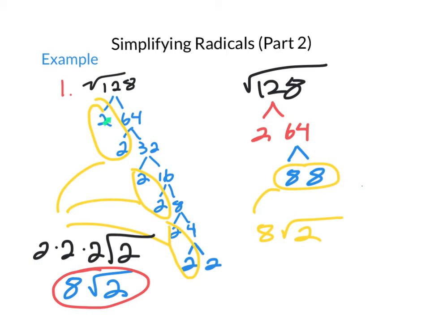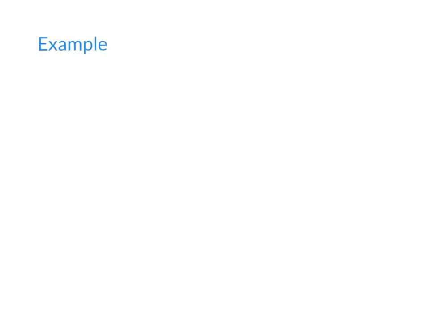Okay, so again, however you need to work it out is fine. Just know that you're trying to get to the final answer here. You multiply everything on the outside of the radical and then leave what's left, which should be your prime numbers left underneath the radical. Okay, all right, let's take a look at another challenging example.